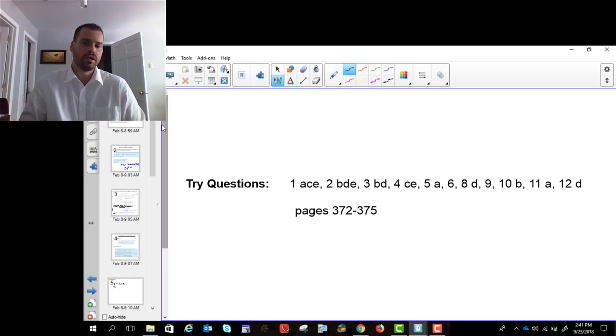So what we're going to do, we'll practice these questions. There's a bunch of these questions here in class. And hopefully by the end of those questions, you'll have a pretty good handle on vectors and their scalar product, right?